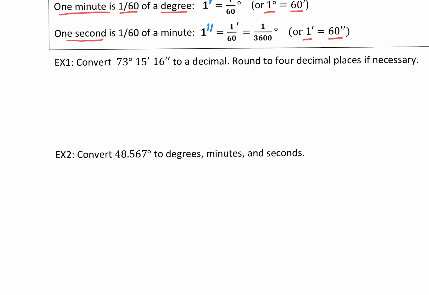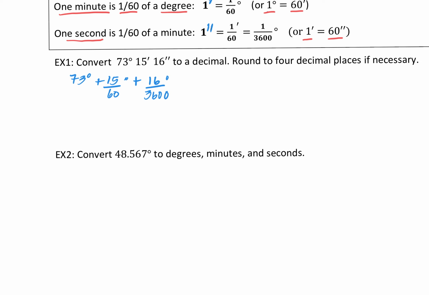This is 73 degrees plus 15 minutes. But if I want to change the minutes to degrees, I just divide it by 60, and I have my degree plus 16 seconds. To change it to degrees, I divide by 3600.